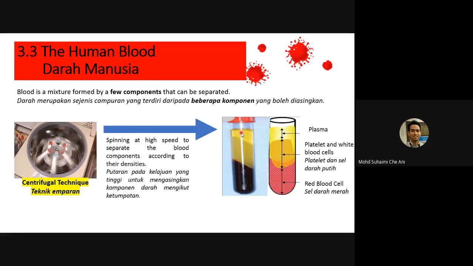But what do those layers mean? Okay, the red one here is the red blood cell, sel darah merah. And then in the middle here, you have platelets and white blood cells. And then on top, you have a yellow liquid here, which is plasma.